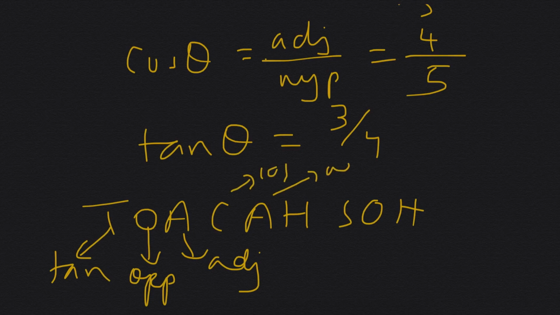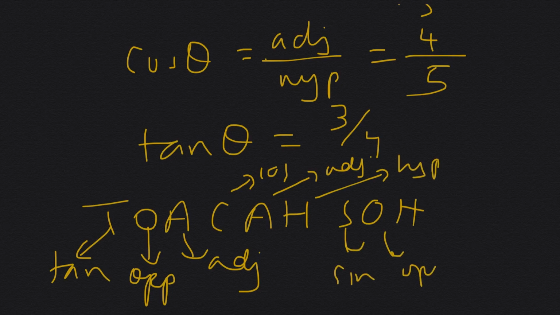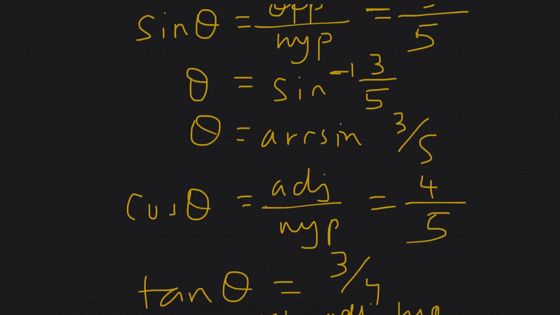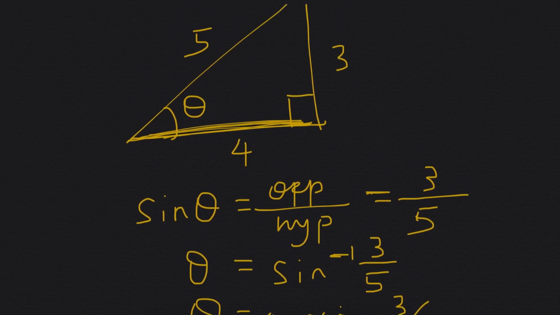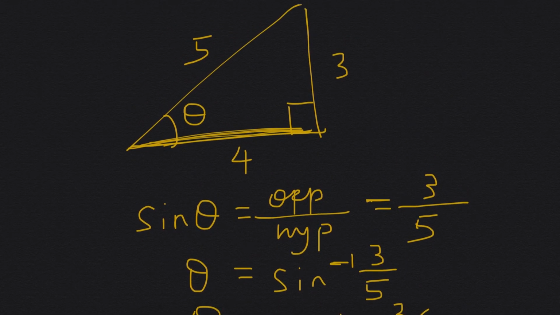Cosine is equal to the adjacent divided by the hypotenuse, and sine is opposite divided by the hypotenuse. So that's SOH CAH TOA. People have different acronyms. Anyway, the point I'm trying to make is that all of these can be used to solve for theta. So you can use whichever one you want.